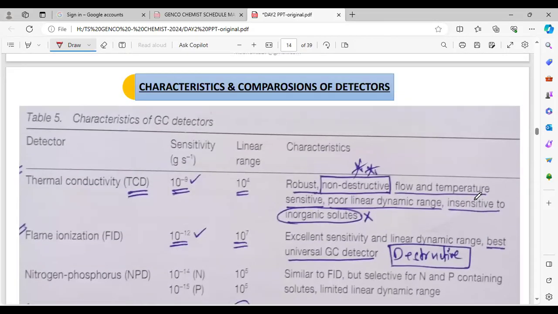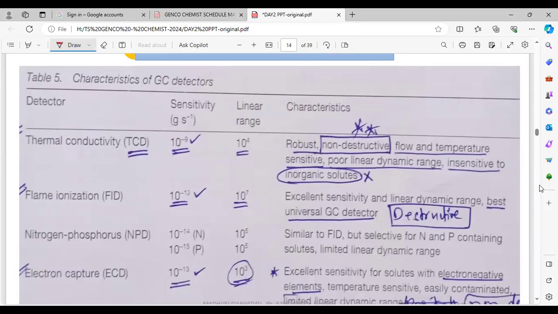Now there is a comparative study. To get more clarity, I made another slide, characteristics and comparisons. Look at this: TCD, FID, and NPD is also there. There are other types, but they are not in the syllabus. For extra information, just read this. TCD, FID, and ECD, these 3 only are in the syllabus. Sensitivity, if you look at this, 10 power minus 9, 10 power minus 2, 10 power minus 7, which is more sensitive, which is more powerful to analyze the sample.